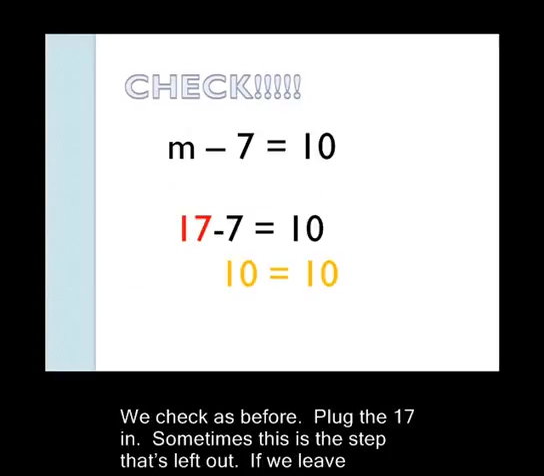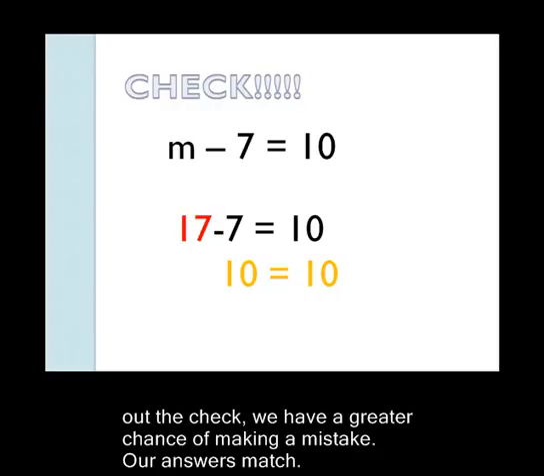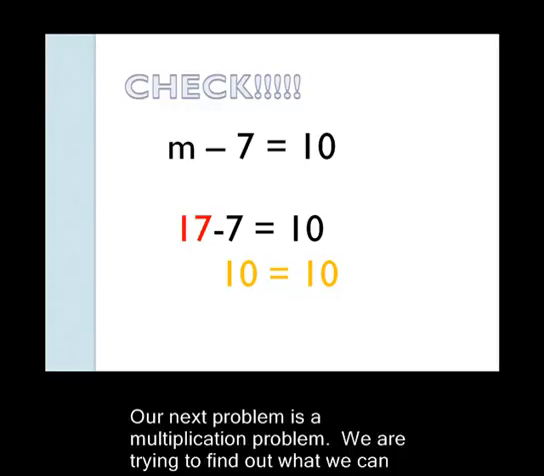Plug the 17 in, it's red. Sometimes this is a step that's left out. If we leave out the check, we have a greater chance of making a mistake. Our answers match at the bottom, so we know we're correct.